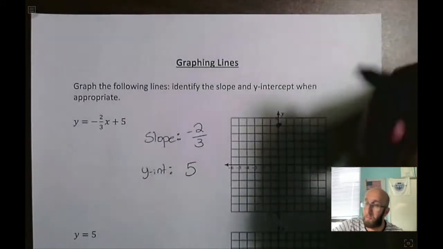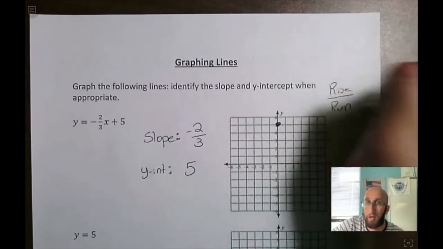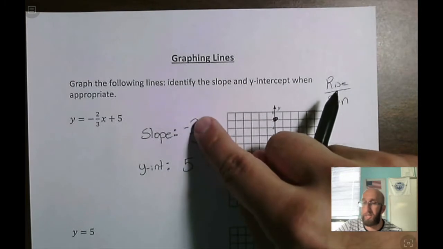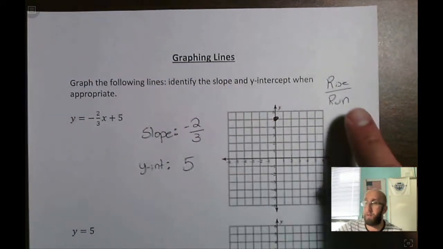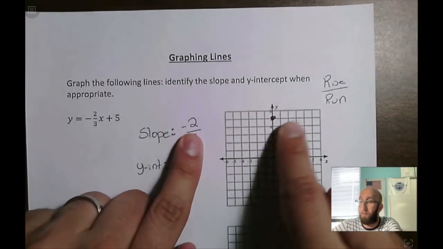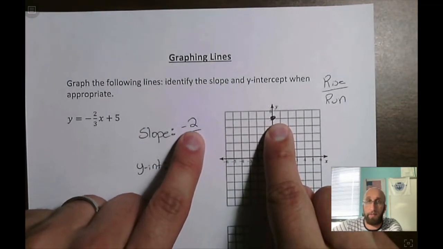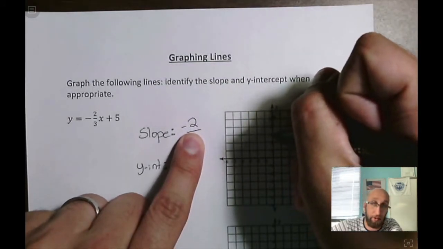When we think about slope, we're thinking about rise over run. The number on the top of your fraction is going to move you up or down, and then the number on the bottom, the run, is always going to move you to the right. So from the y-intercept, it says negative 2. Since it's negative, we're going to go down 2. If it was positive 2, it would be going up 2.